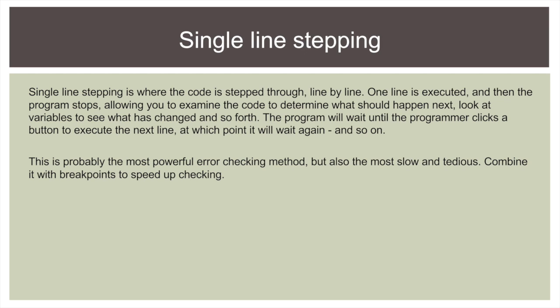If you've got a massive program, 400, 500, even 1,000 lines or more, you don't really want to be stepping line by line through all these lines. So you combine it with breakpoints. You skip over, say, the first 100, 200 lines because you've checked these, you know they're good. Hit a breakpoint at line 200 and then check those lines there because you think there might be an issue with those lines.